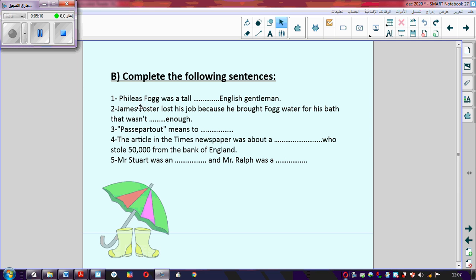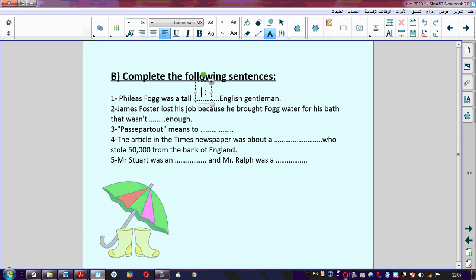Now complete the following sentences. Phileas Fogg was tall, handsome, Englishman, handsome. James Foster lost his job because he brought Fogg water for his bath that wasn't hot enough. Passepartout means to go everywhere. The article in the Times newspaper was about a gentleman who stole these pounds from the bank. Mr. Stuart was an engineer. Mr. Ralph was a banker. Very good.